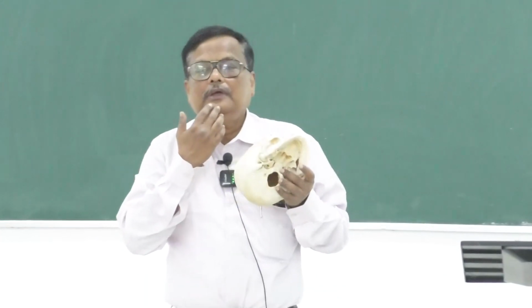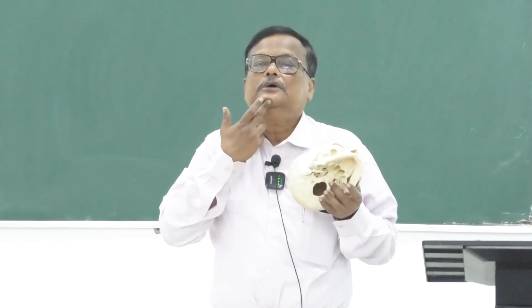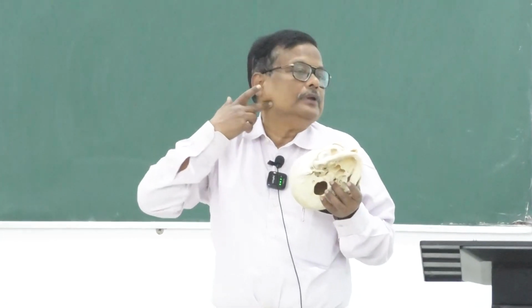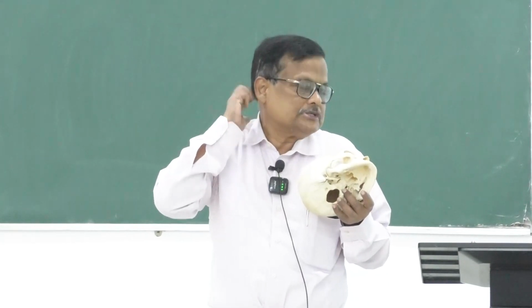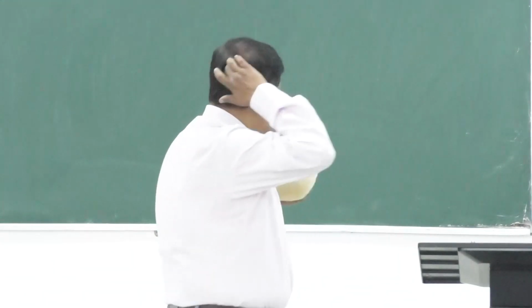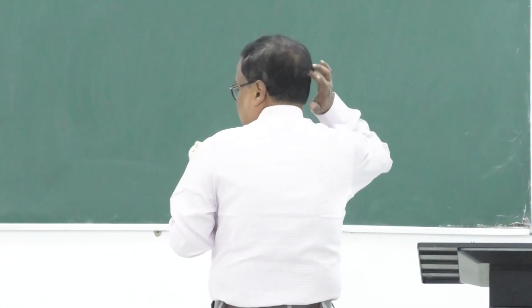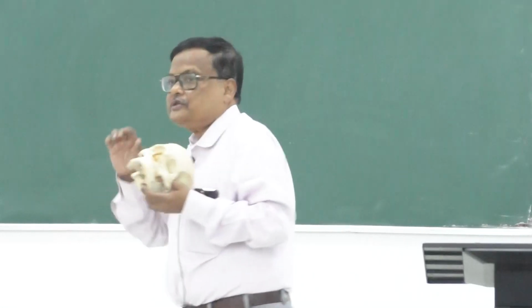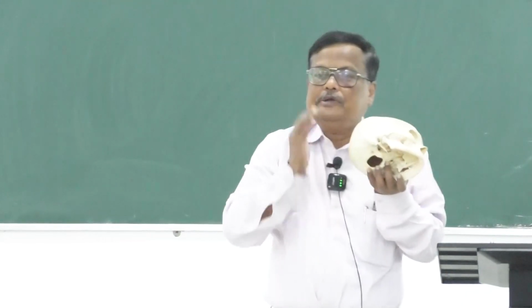So, in the living condition, this is the symphysis menti. This is the lower border of the mandible. Just behind the ear, you feel it, this is the mastoid process. And this is the external occipital protuberance, and this is the superior nuchal line. These lines and the external occipital protuberance are present in the occipital bone.